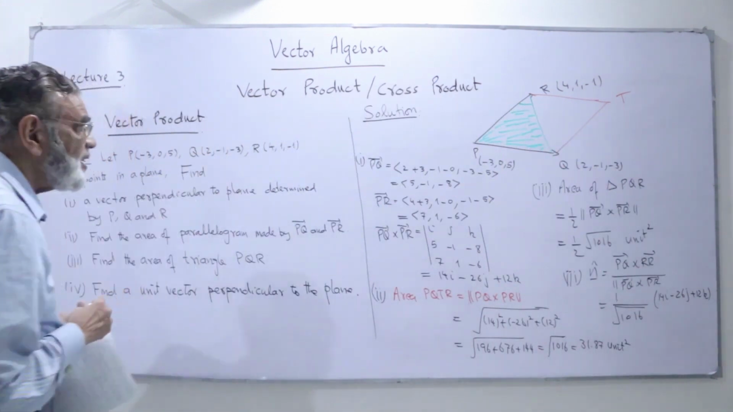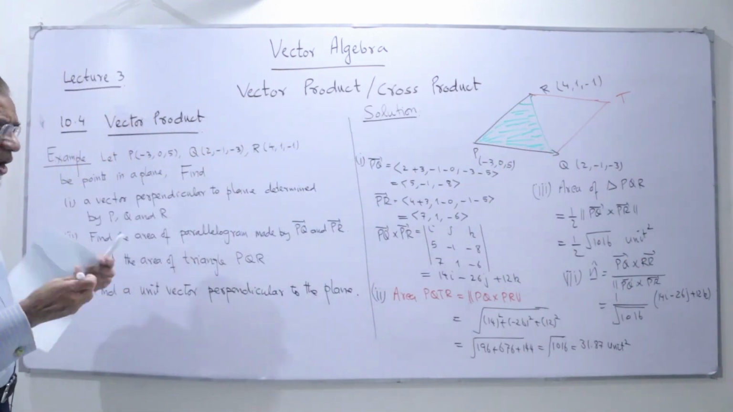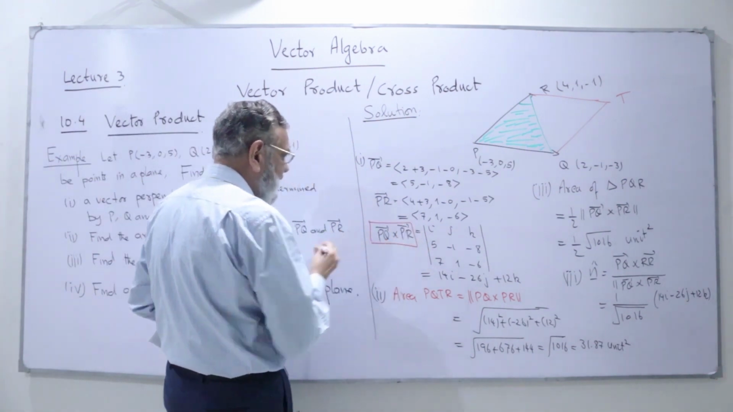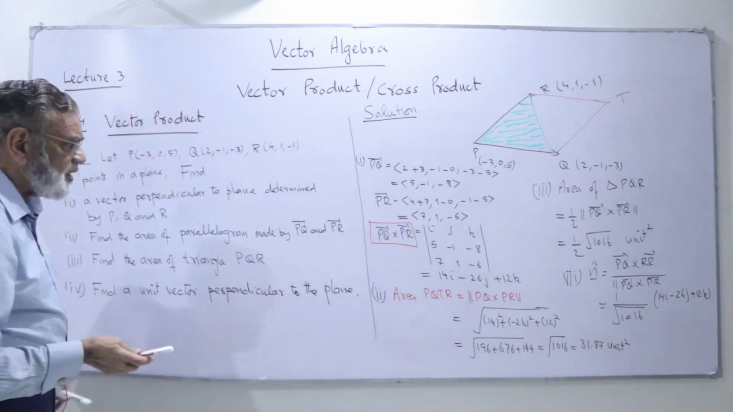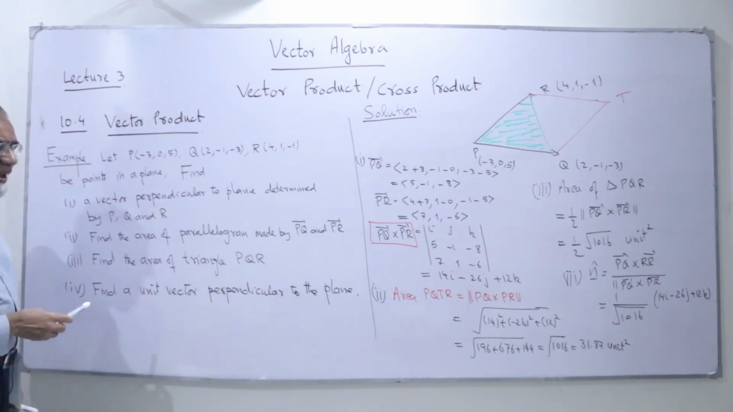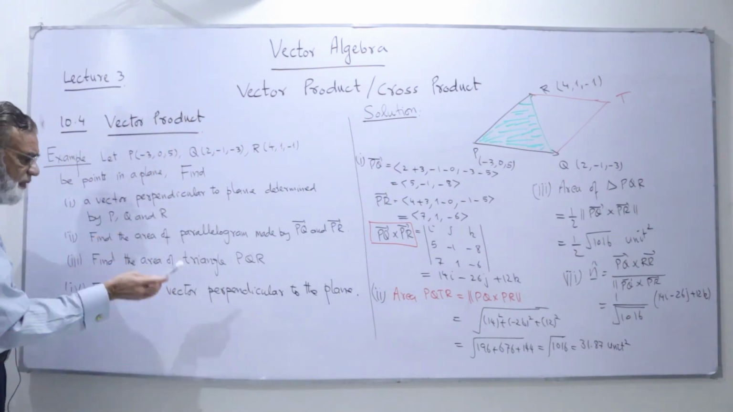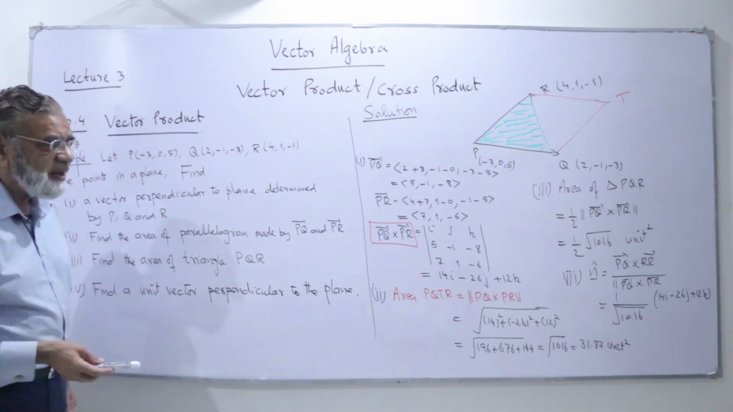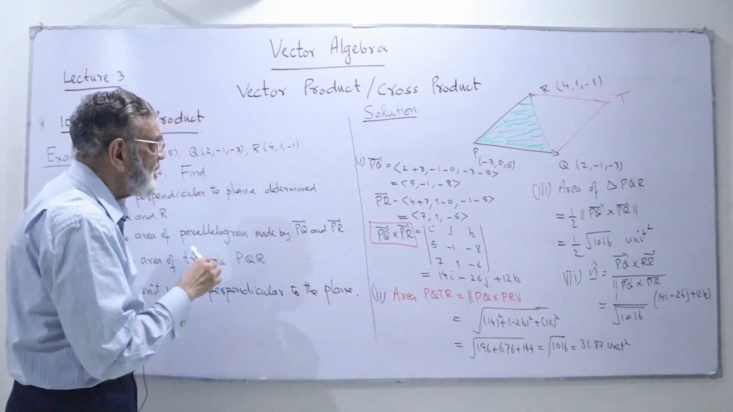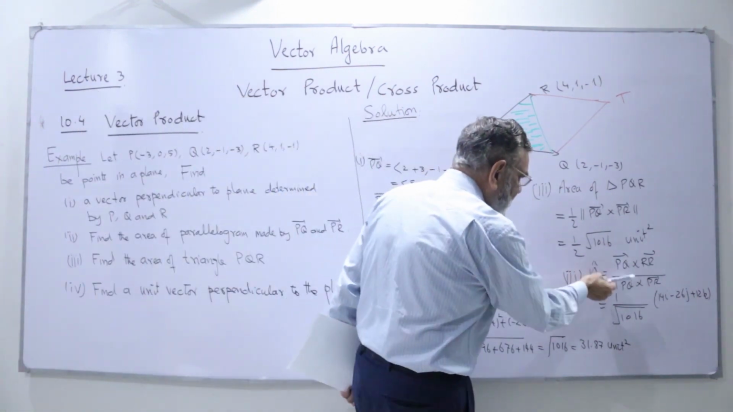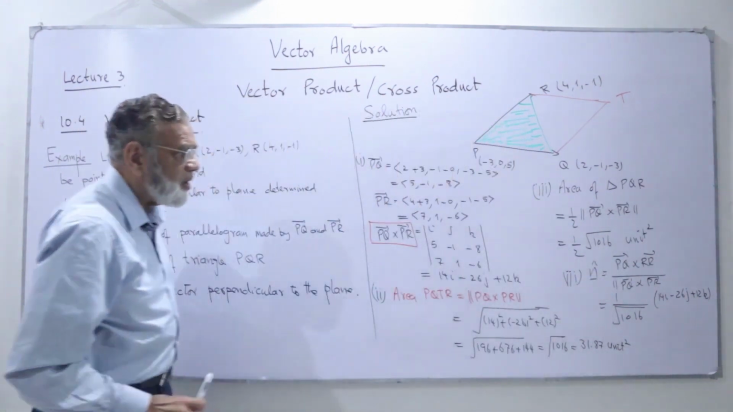We're having the idea, using the idea of the cross product. We can use the idea of the cross product, we get all the results. The cross product PQ cross PR is normal, perpendicular to the plane containing this one. Magnitude of this one is area of the parallelogram. Half of the magnitude of this one is area of the triangle. And if we divide the vector by its magnitude, we get the unit vector.